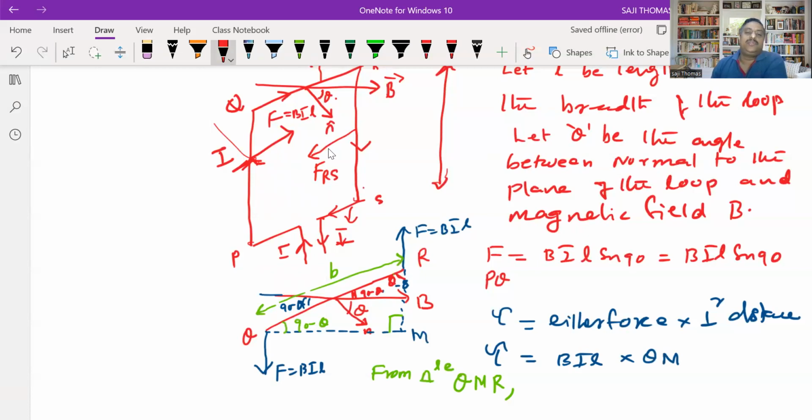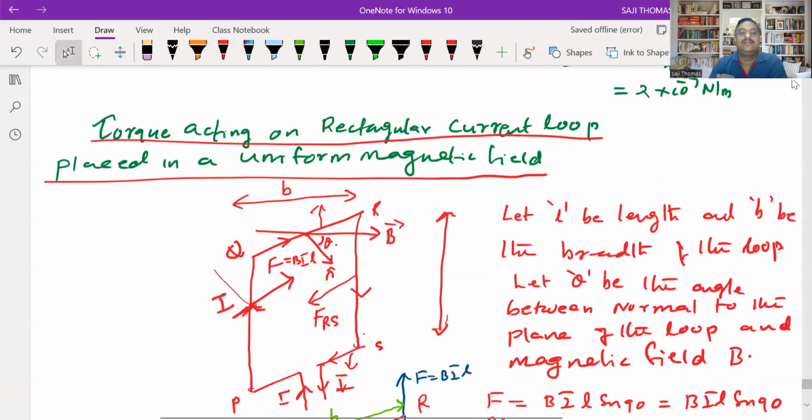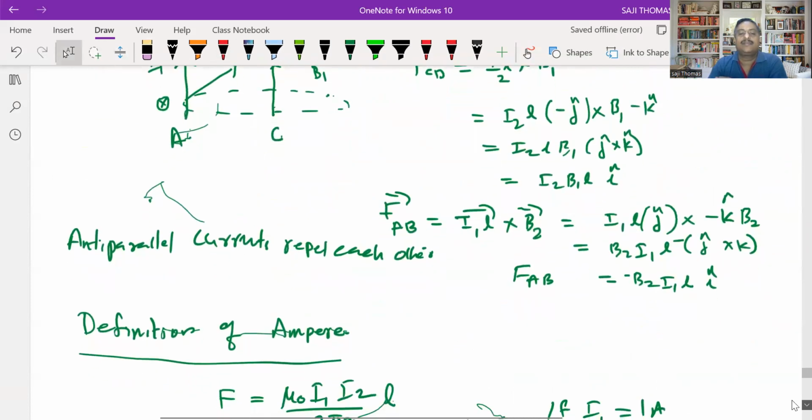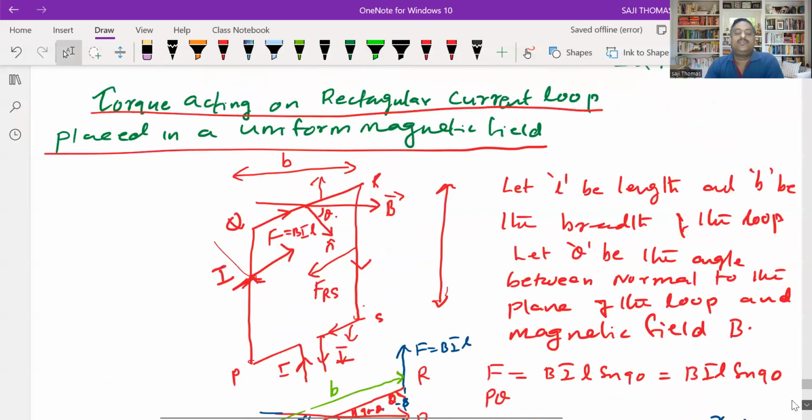So this is the triangle QMR. From QMR, you can find out sine theta. What is sine theta? QM divided by hypotenuse, QR. QM divided by hypotenuse is B, breadth. So we can write QM is B sine theta. Okay. So from the figure, we can find out that QM.